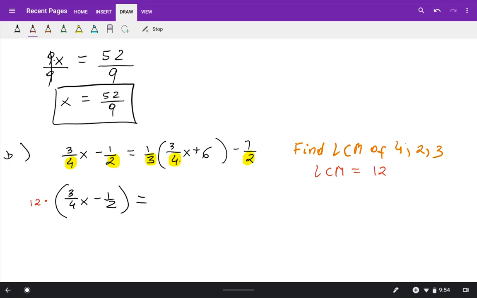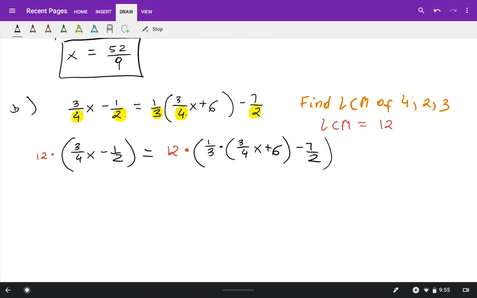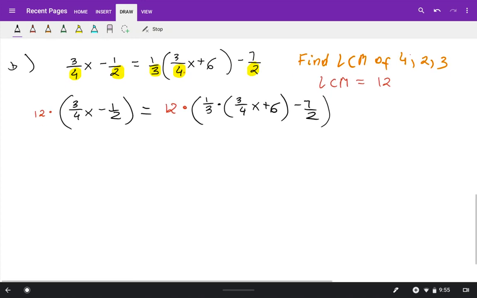And I'm doing the same thing on the right side. LCM is 12, so 12 times, and I copy the right side of the equation. Okay. So I have 12 times 1 over 3 times 3 over 4 x plus 6 minus 7 over 2. Okay, so I have it. Right side looks a little more complicated. We'll simplify it in a second.